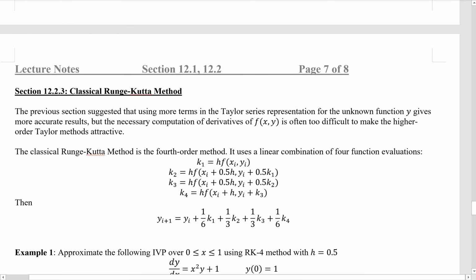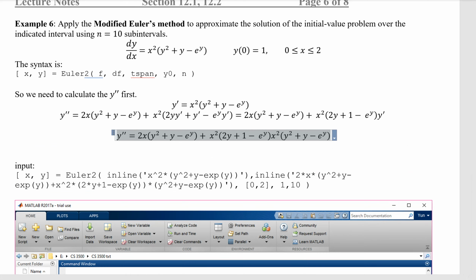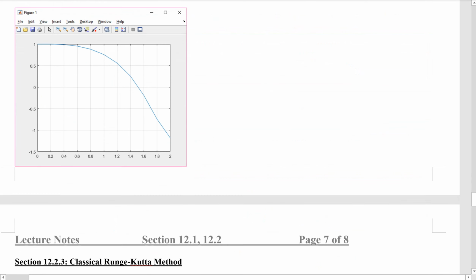I can show you here. Just looking at this example, wow, the second derivative is quite long. Imagine if we want to have more terms in the Taylor series, we have to keep taking higher derivatives. Well, this process could be complicated.